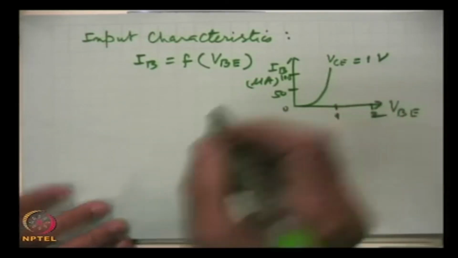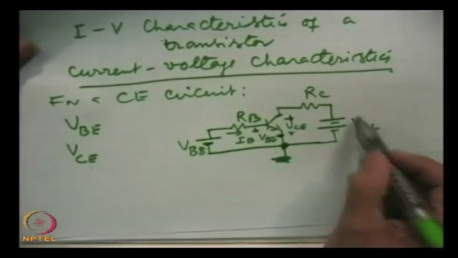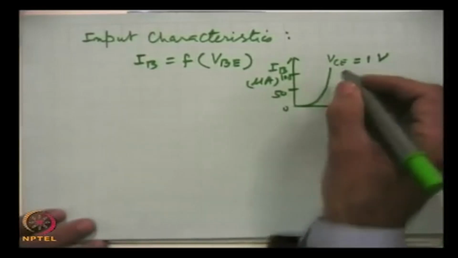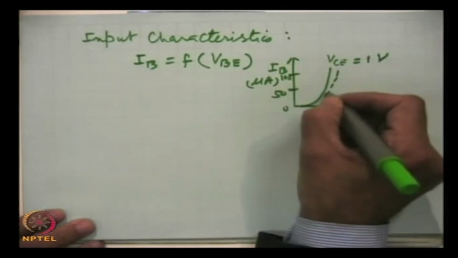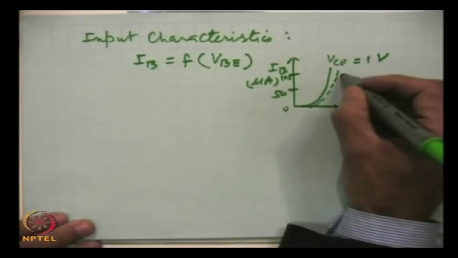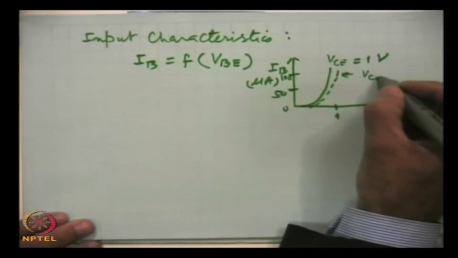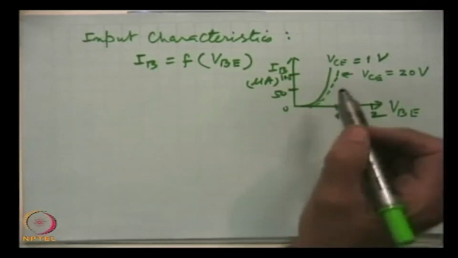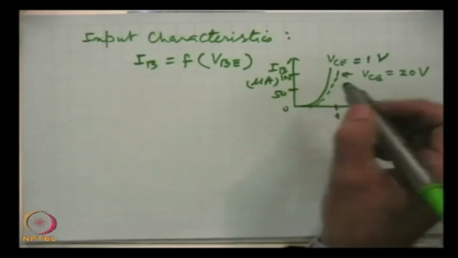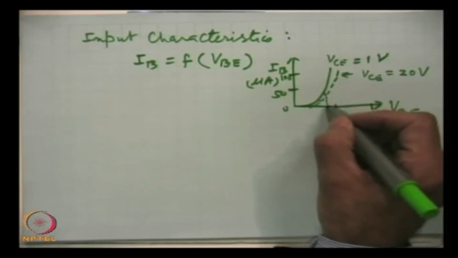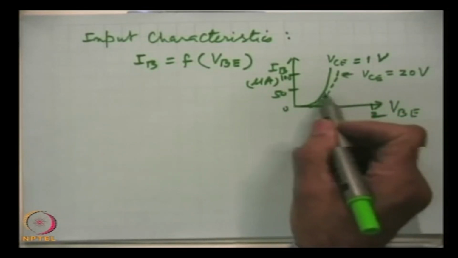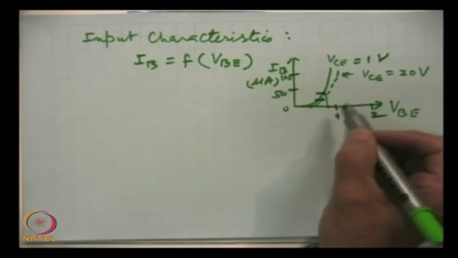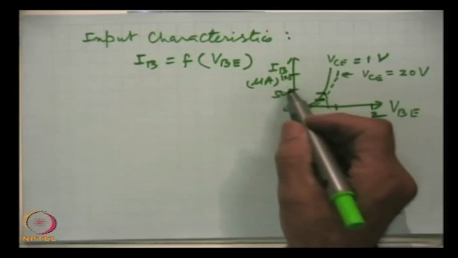Now, if we change this output voltage, say from 1 volt we make it 20 volts, then there is some change in these characteristics. This is for VCE equal to 20 volts. What does it indicate? That for the same voltage, now the current has fallen. Earlier it was this current, now this is this current. So, there is a small fall in the base current.